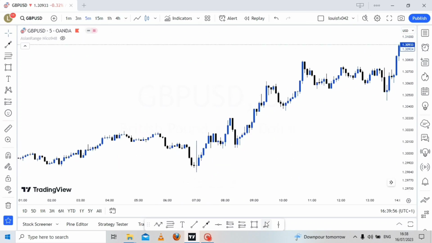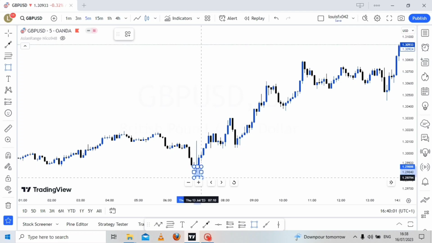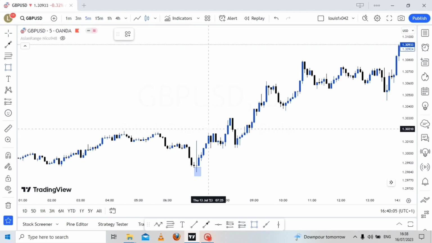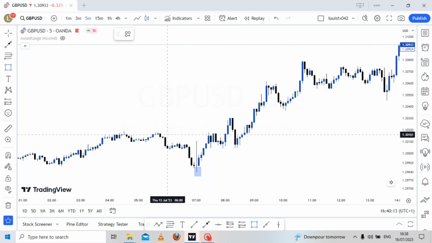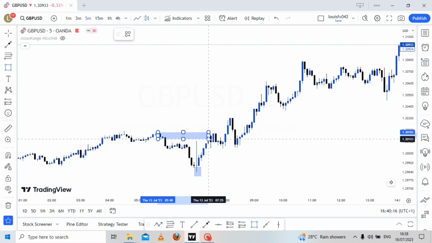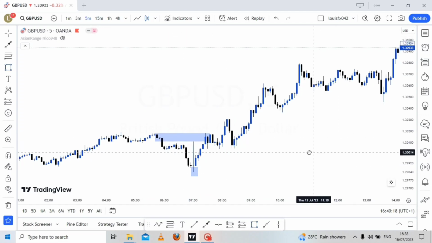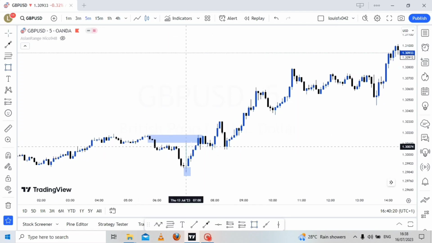Here, the market created a swing low here, and then created a swing high here. I wouldn't be talking about this because there was a flip zone that was created here. Yes, a flip zone. Flip zones are areas in which the market reacted.